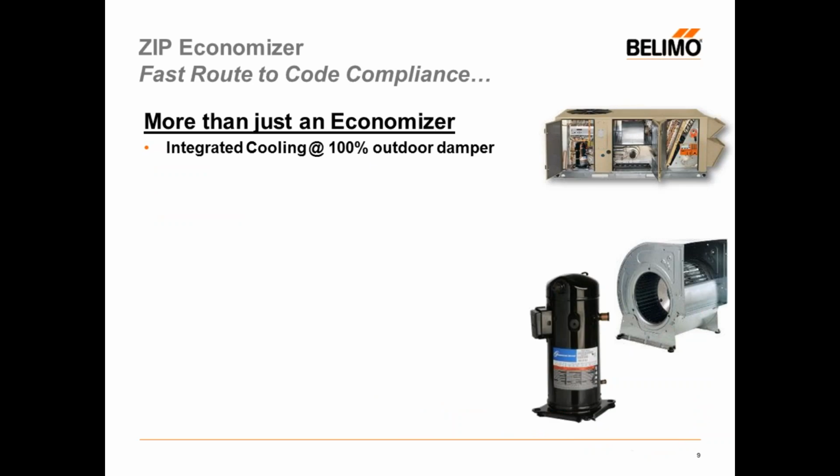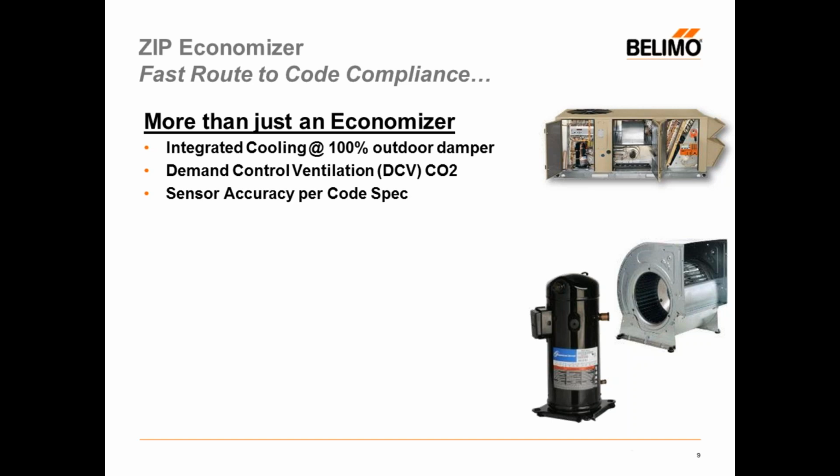The ZIP also provides some extended functionality. Integrated cooling, where the first stage of cooling will not activate until the outdoor damper is at 100%. CO2 demand control ventilation, which allows you to lower the minimum ventilation outdoor damper position based on CO2 concentration levels in the space. The accuracy of the ZIP sensors is within code specifications.